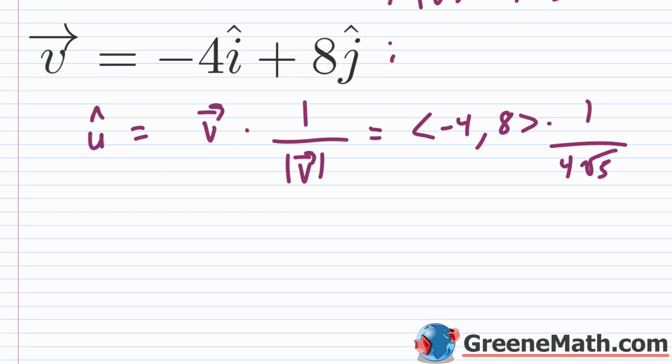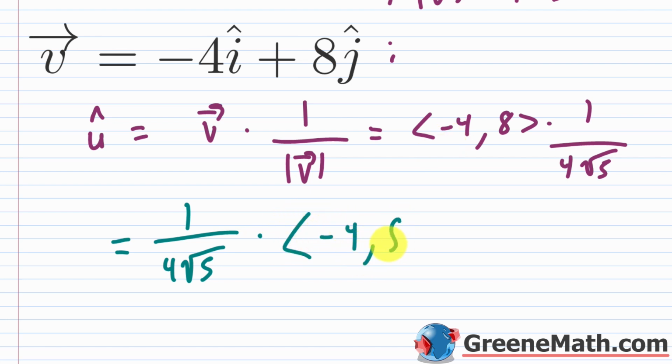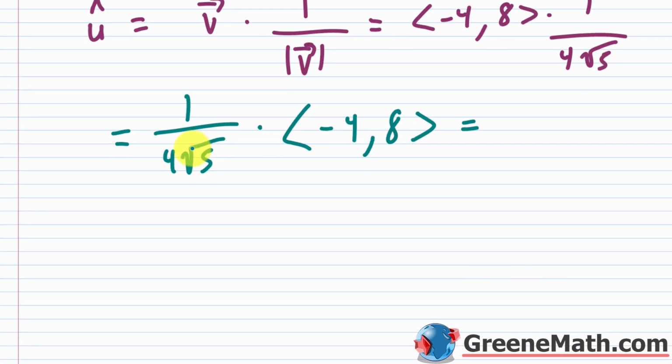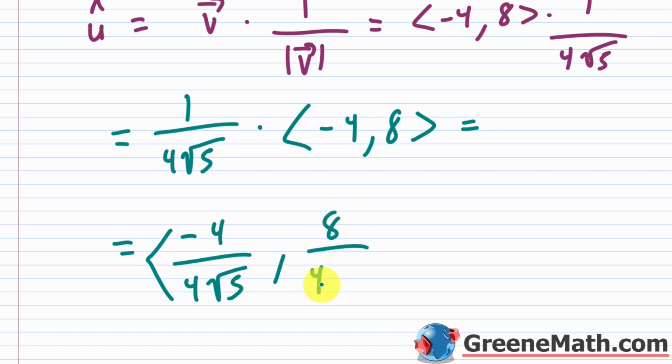Let's scooch down a little bit, and let's just say that this is equal to. You could put this out in front if it's more comfortable for you. So let me write 1 over 4 times square root of 5. And then times, you have this vector here with negative 4 and then 8 as the components. So let me slide down here a little bit. And so this guy is going to get multiplied by each. So essentially, you're going to have negative 4 over 4 times square root of 5. Let me put my bracket in there. And then you're going to have 8 over 4 times square root of 5. Okay, so let me put that like that.